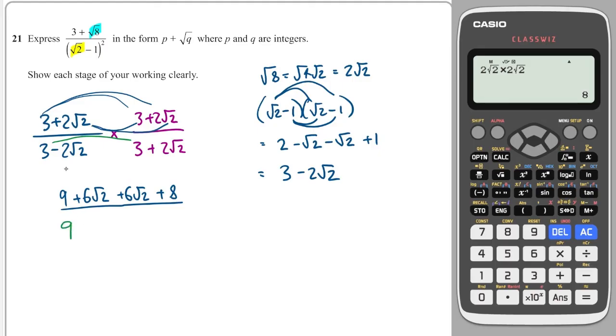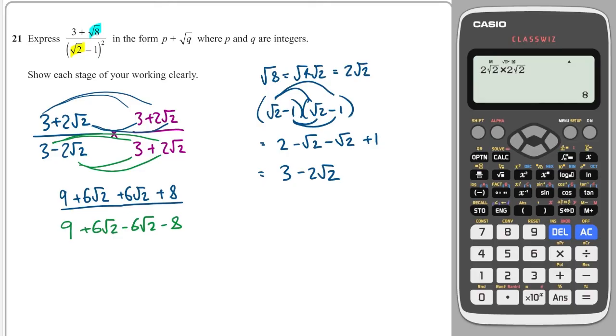3 times 3 is 9. Here we're going to get plus 6 root 2. Here we're going to get minus 6 root 2. And here we're going to get, again, 2 times 2 is 4. Root 2 times root 2 is 2. So 4 times 2 is 8, but there's a minus sign there, so it's minus 8.